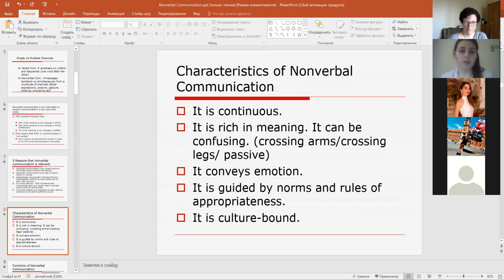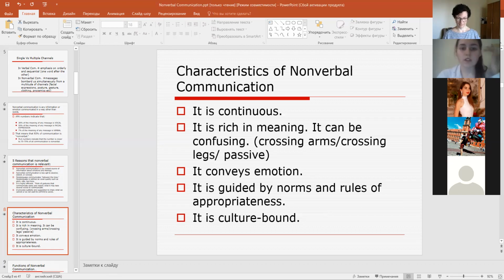Okay, there are some characteristics of nonverbal communication, including the following. It is continuous, it is rich in meaning, it can be confusing. Like crossing arms, we may think that the person is making a barrier between us and themselves, but it may also happen when people are cold and they cross their arms or cross their legs. So, of course, it can be confusing.